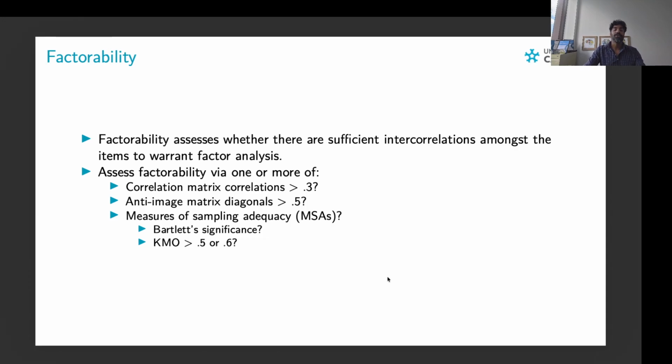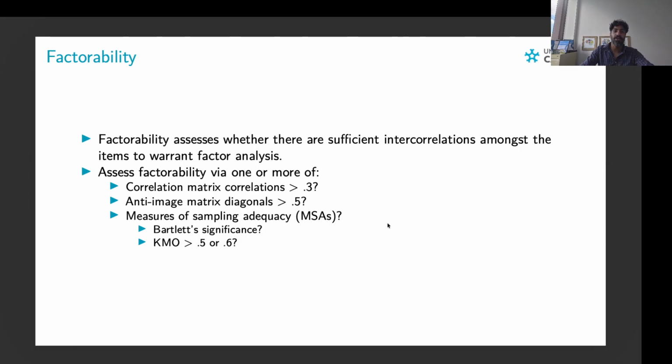Factorability, what does this mean? Well, there has to be factors to do a factor analysis. So factorability assesses whether there are sufficient intercorrelations amongst the items to warrant factor analysis. So you have to ensure that when you're looking at the items there, and we'll show you what a correlation matrix is in a moment, you're ensuring that actually, yeah, it looks like there are clusters here that could form factors.